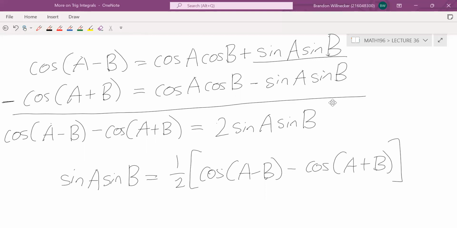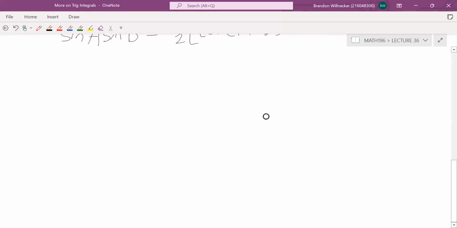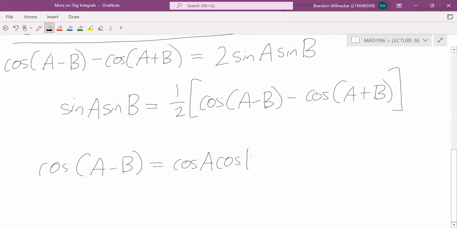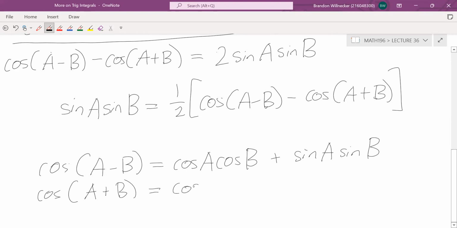Okay, so if we have cos times cos, what do we have to do? Well, we start off the same as before with our cos identity. So we have cos(A minus B) is equal to cos A cos B plus sine A sine B, and then cos(A plus B) is equal to cos A cos B, but now we've got the minus sign, sine A sine B.